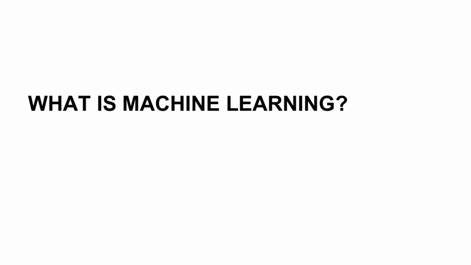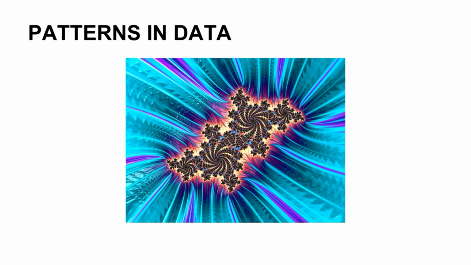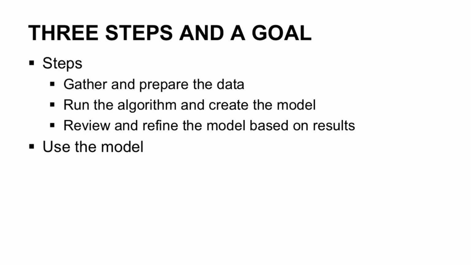So what is machine learning? Machine learning at its essence is simply using an algorithm to find patterns in data. Typically, the process works like this. You're going to gather and prepare your data for the algorithm. You're going to run that algorithm and create something that's called a model, which is just a representation of the algorithm and the pattern that it has found in the data that you've given to it. And then you're going to review and refine the model by feeding it additional data and seeing how it compares with what you expect to happen. Finally, you will use the model by handing it data that it has not seen before and then getting some kind of result out of the system.